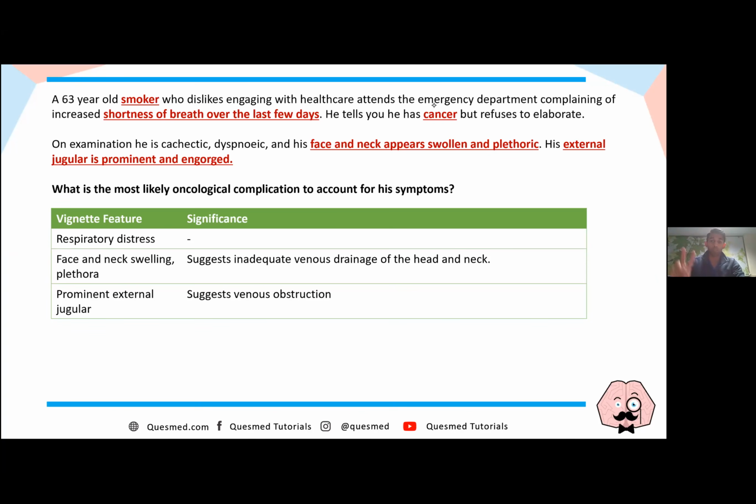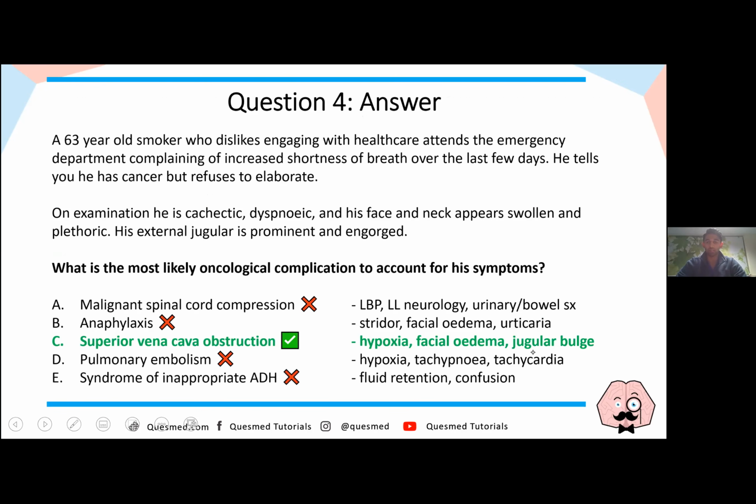The word plethoric, it's one of these sort of ancient lingo terms in medicine, but it refers to the reddish-brown complexion that you can see sometimes in the skin when there's dilatation of cutaneous capillaries. Okay, so it's another sign suggesting inadequate venous drainage of a system. And this is further confirmed by the external jugular vein being prominent and engorged. Okay, and the external jugular, of course, feeds into the superior vena cava. So the concern is that this is superior vena cava obstruction. So that is the correct answer, the triad of hypoxia and associated breathlessness, facial edema, and jugular bulge.